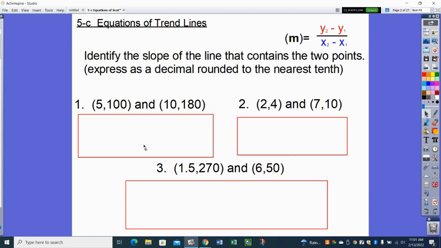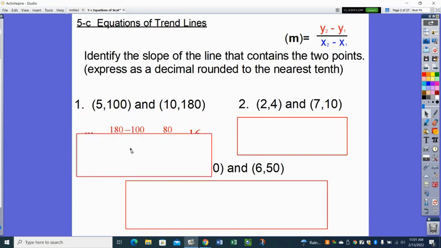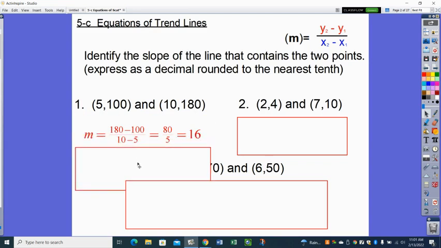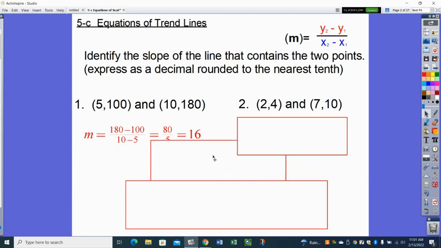So let's take a look at number one. You're going to get your eyes on the y's and take y2 minus y1, so 180 minus 100. You got to start with the 10 for the x, and 10 minus 5 would be 5, and 80 divided by 5 is 16. So is that a good reminder of slope? Now, try it. If you've messed up the first one, you got 2 more chances here to make sure you get back on track calculating slope.